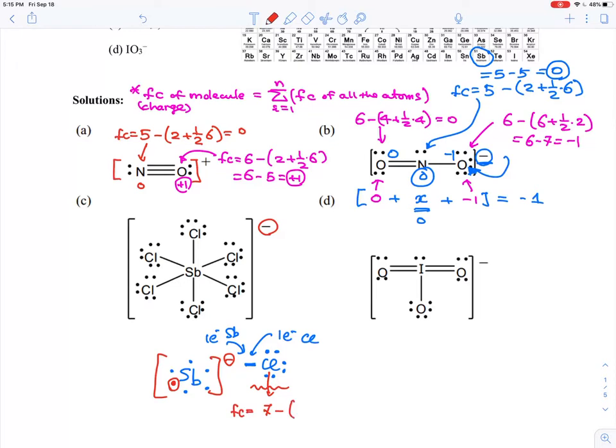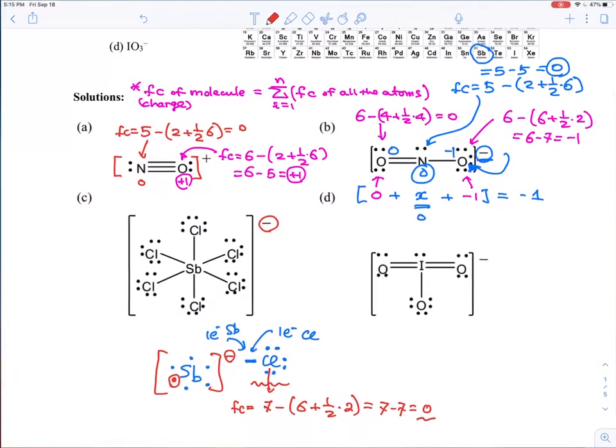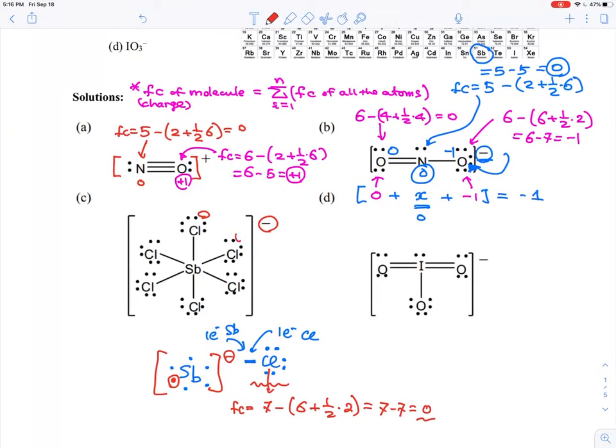7 minus lone pair, there are 6 of them, and half of how many bonds? 1 bond, 2 bond electrons. So that's why half times 2 bond electrons. So that means 7 minus 7, that's 0 electrons. There is 0 formal charge. So all of them here have a 0 formal charge: 0, 0, 0, 0, 0.